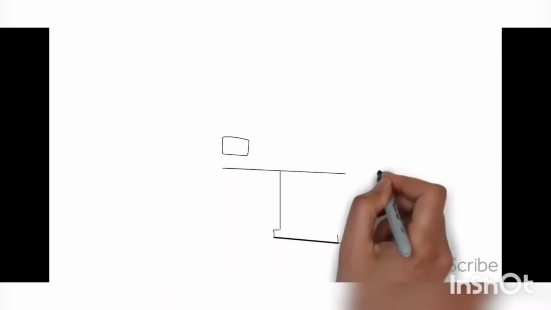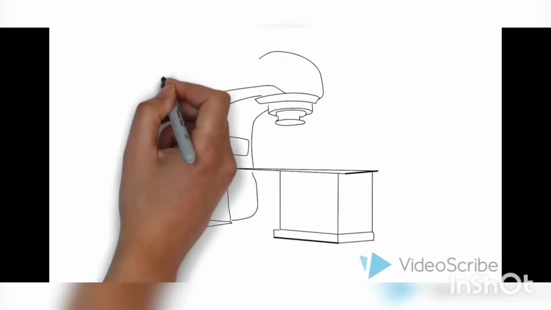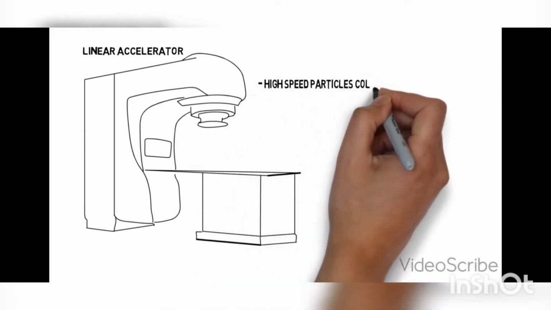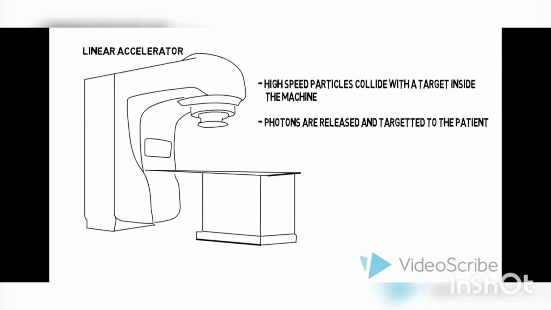X-rays for cancer treatment are commonly generated by a linear accelerator. In this machine, high-speed particles, often electrons, collide with a metal target and photons are released. This photon beam can then be directed towards a patient and their tumor.